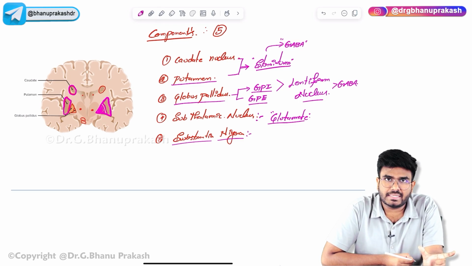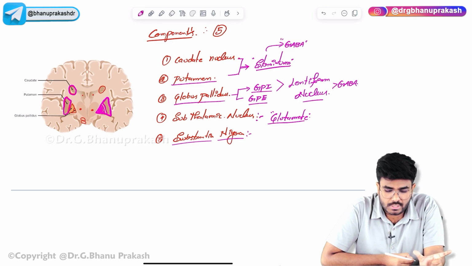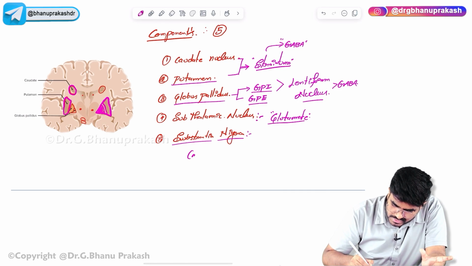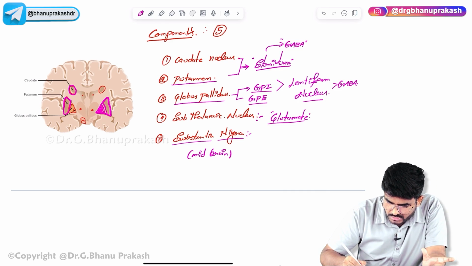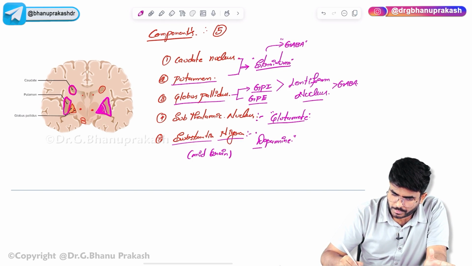Okay, the substantia nigra actually looks like a pigmented area. It looks pigmented because of the presence of dopamine, the dopaminergic neurons. So, the substantia nigra, which is present in the midbrain, it releases what? Dopamine. Okay, it releases dopamine. So, dopaminergic neurons.